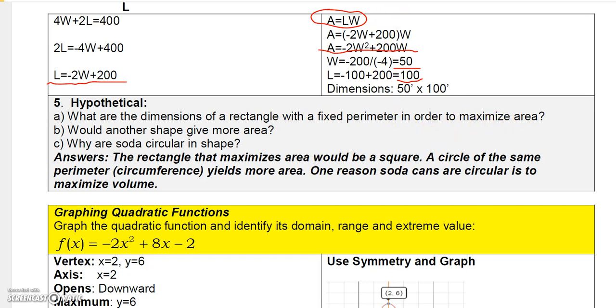Well, it turns out that if you had a fixed perimeter, you could make a long, skinny rectangle or kind of a fat, shorter rectangle. But it turns out that the dimensions that give you the maximum area in a rectangle is simply a square.